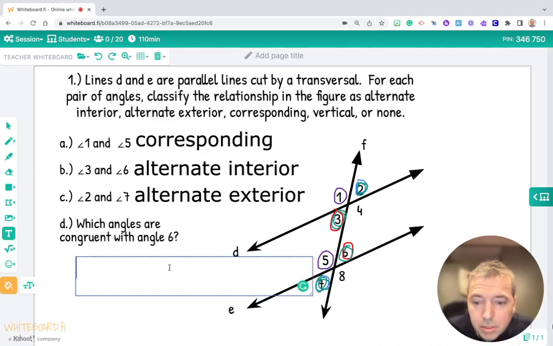So we said what? We said 2, 7, and 6. 2, 7, and 3. Yep.